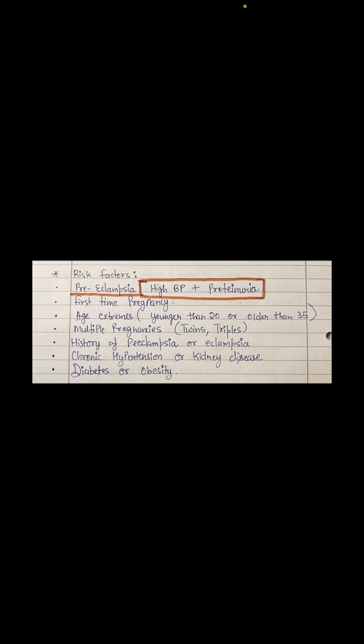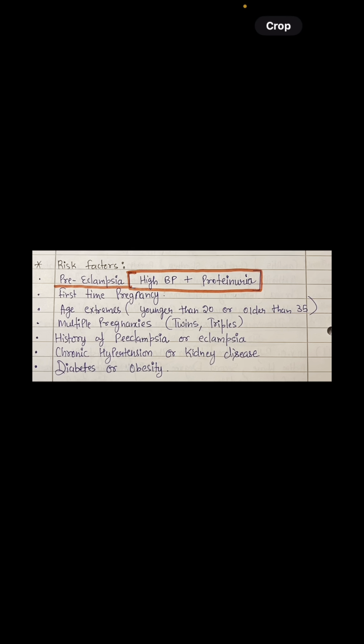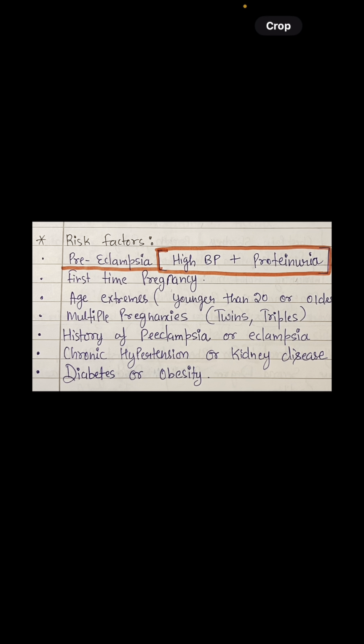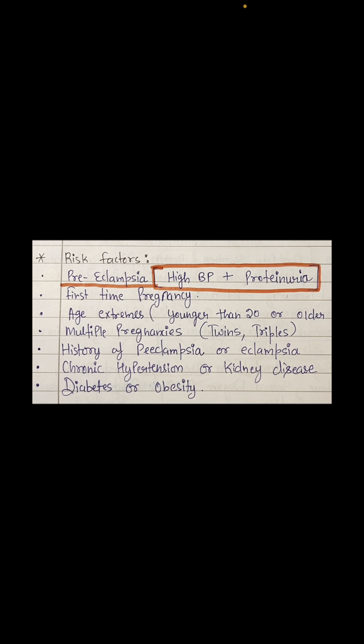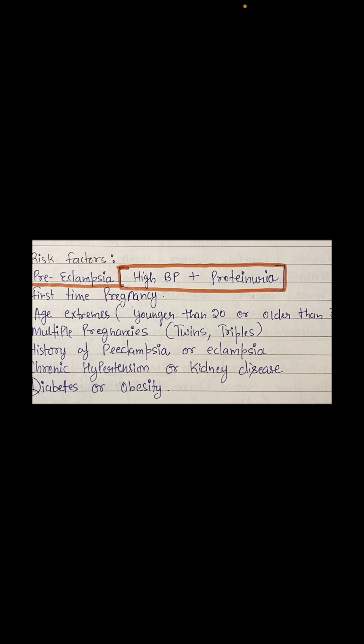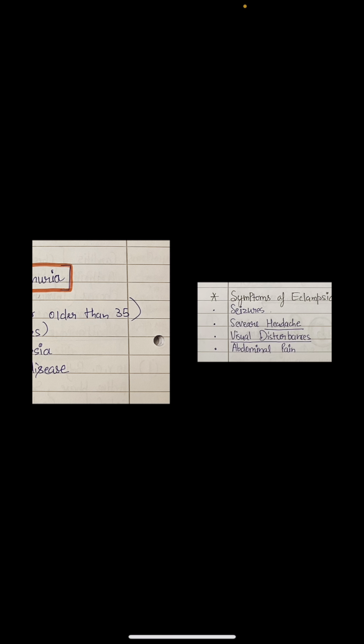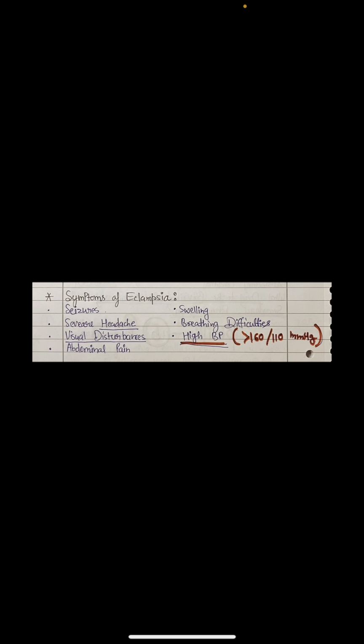For the first time, if pregnancy is there, if the age is younger than 20 or older than 35, if there is a chance of multiple pregnancy, twins or triplets, if there is a history of preeclampsia or eclampsia, chronic hypertension, kidney disease, diabetes or obesity. So if there are these conditions, the woman is prone to eclampsia. Let's see how the symptoms will be.